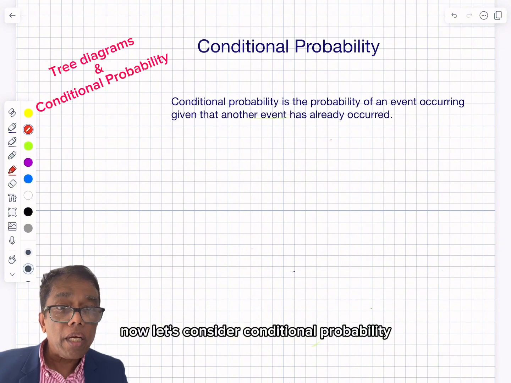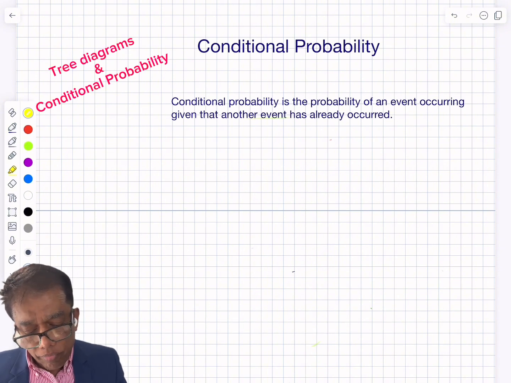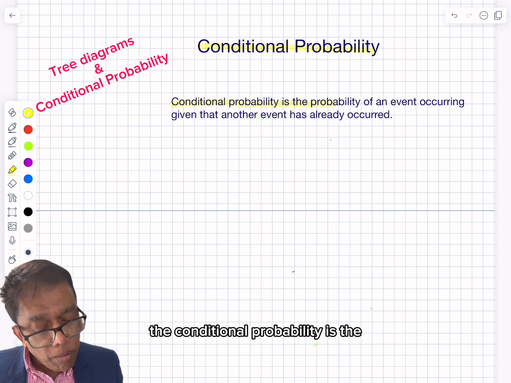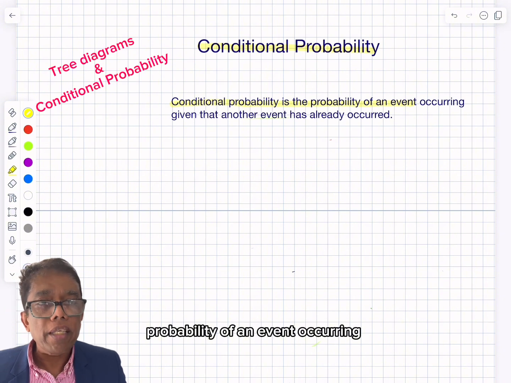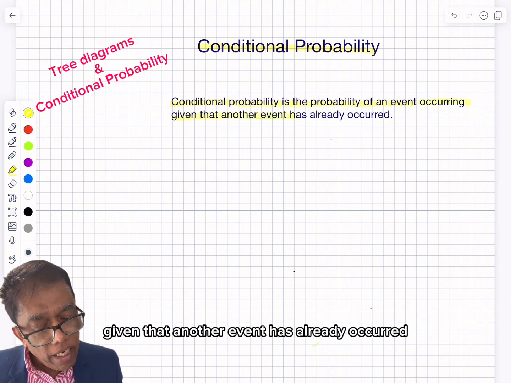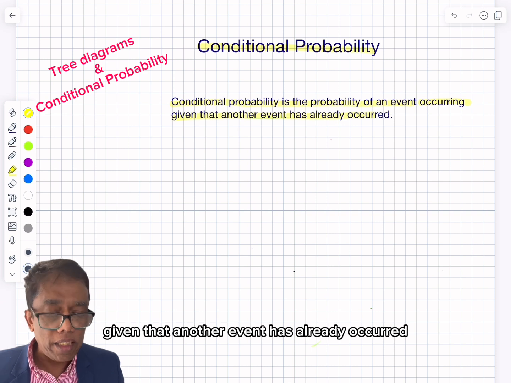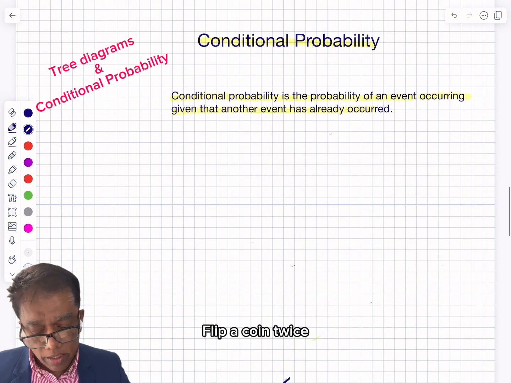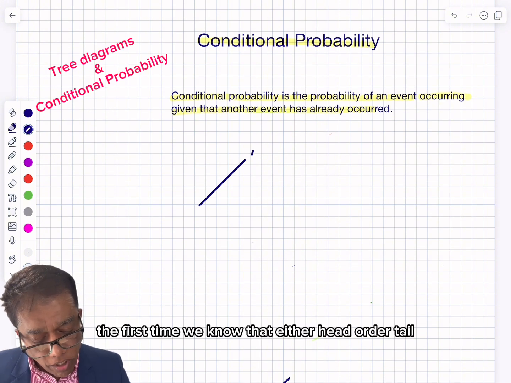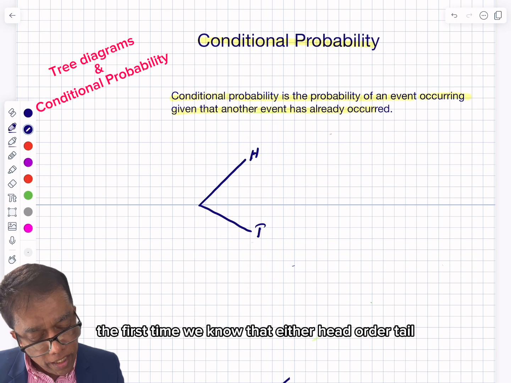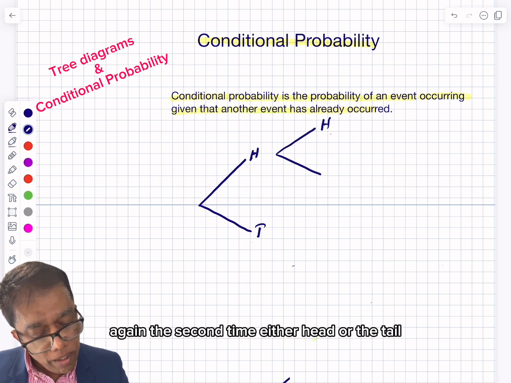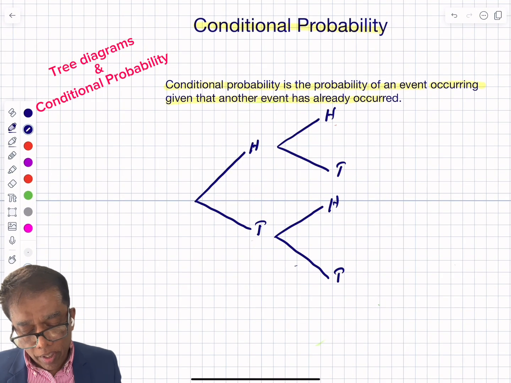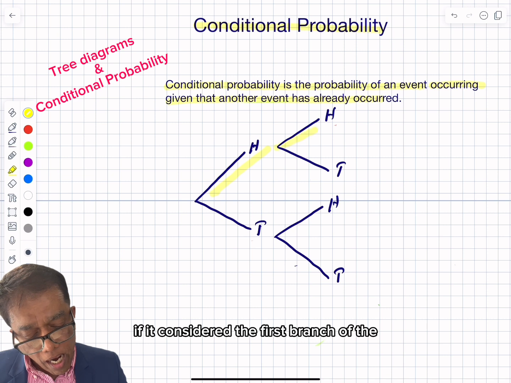Now let's consider conditional probability. Actually, conditional probability is the probability of an event occurring given that another event has already occurred. Let's consider our simple experiment. Flip a coin twice. The first time, we know that it is either head or tail. Again, the second time, either head or tail.